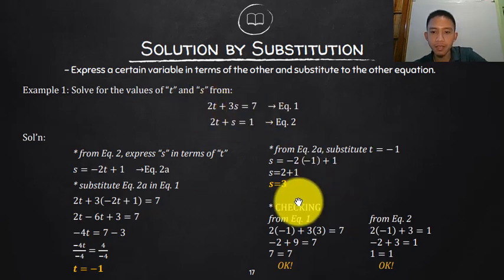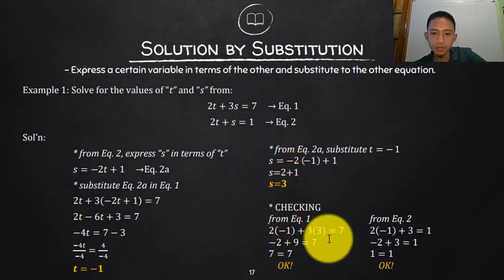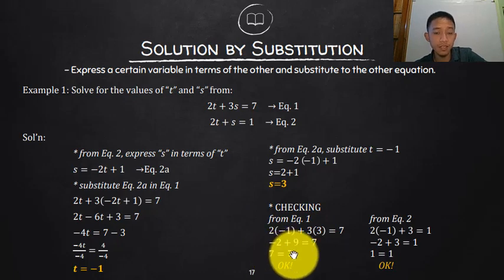For example, let's say I choose equation 1. I will substitute there t, which is negative 1, and s, which is 3. If I manipulate that, that will be 9, that will be negative 2. If I combine that, that will be 7. 7 is equal to 7. Is that correct? Yes, it satisfies the equation. So the answers are correct.